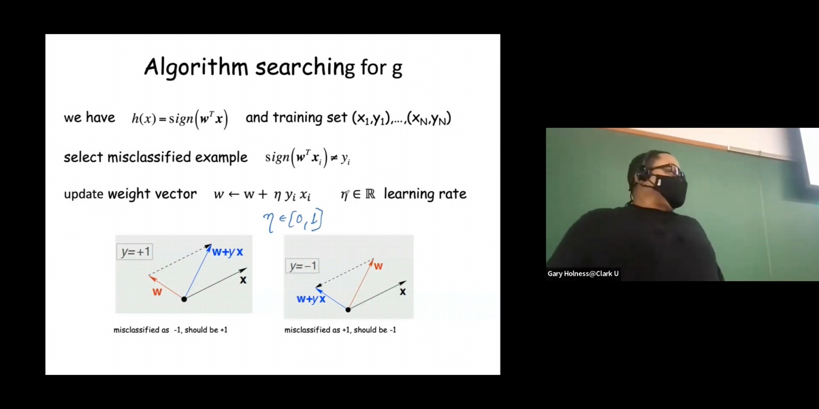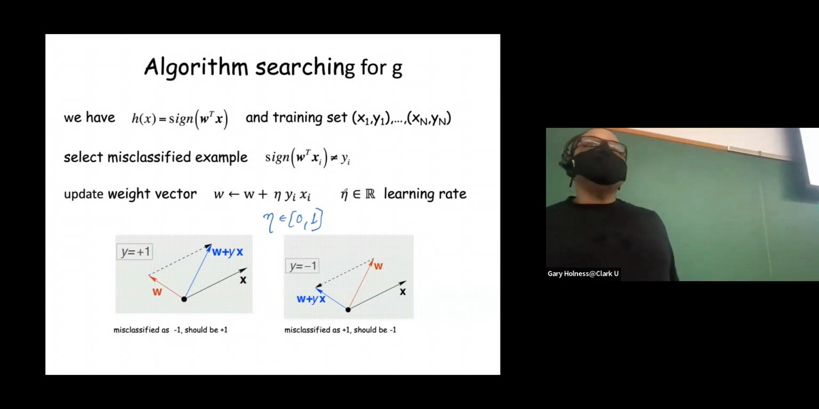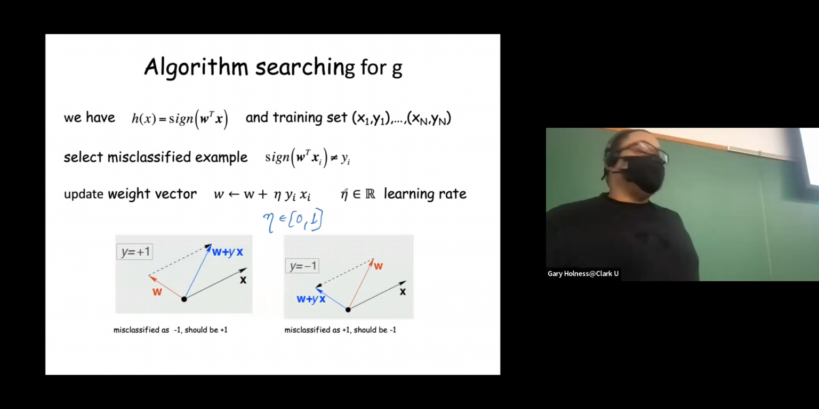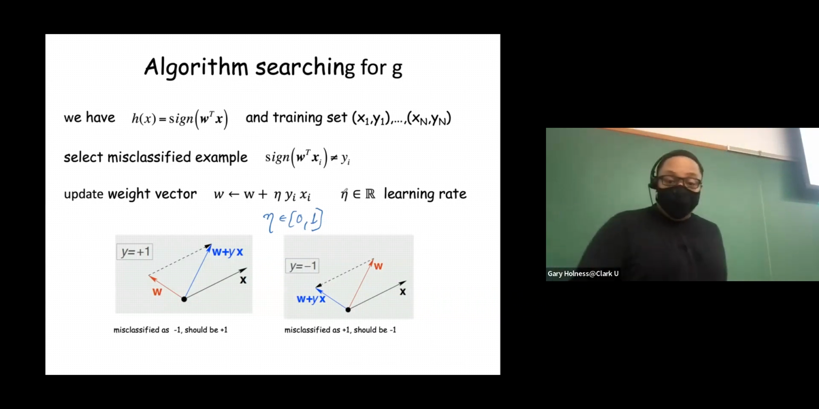And this is called a learning rate. It says this is how dramatically you should let this misclassified point influence how the decision boundary moves. Does that make sense? Any questions? No? All right.